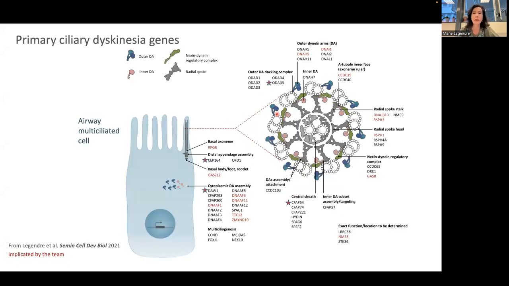There are more than 50 genes that have been implicated in PCD. Most of them encode structures of the cytoskeleton of the cilia. The most frequent ones encode proteins mainly of the outer dynein arms, like DNAH5 or DNAH11.